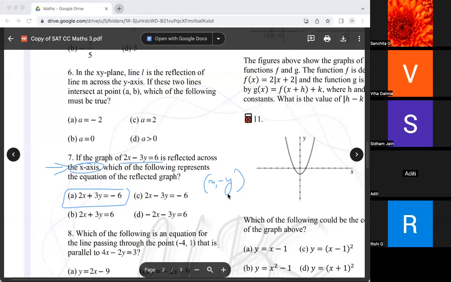So what I'll do here, because I have an equation, right? I will just plug in negative y here. That's it. I'll get my answer. It's that simple. What is it? Let's write it down. 2x minus 3 comma minus y is equal to 6. B option. That's B. It is B.